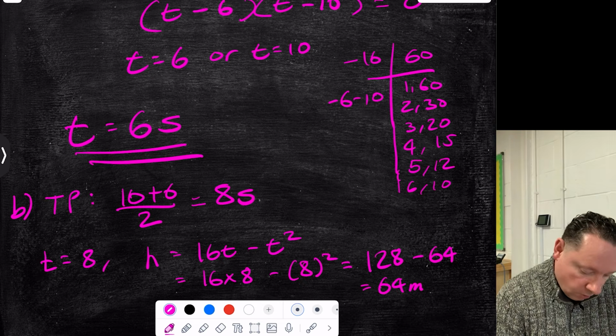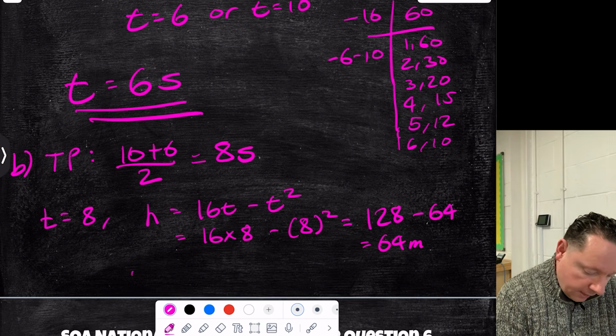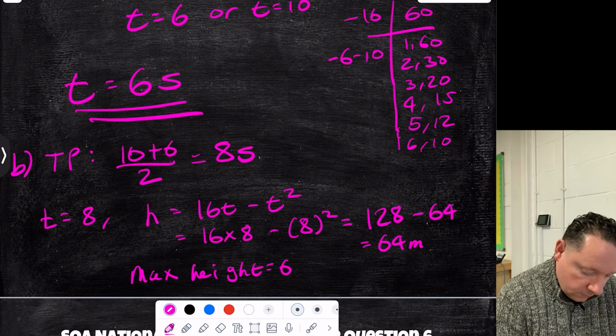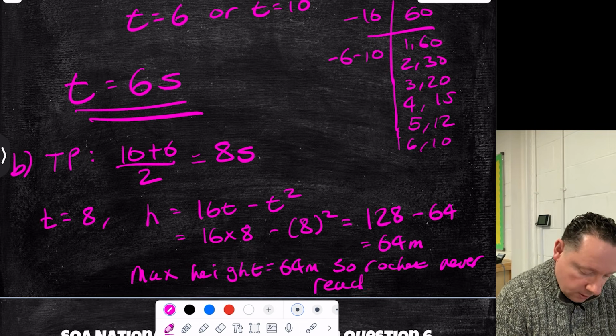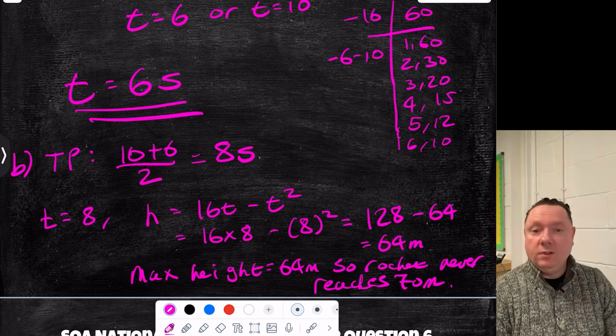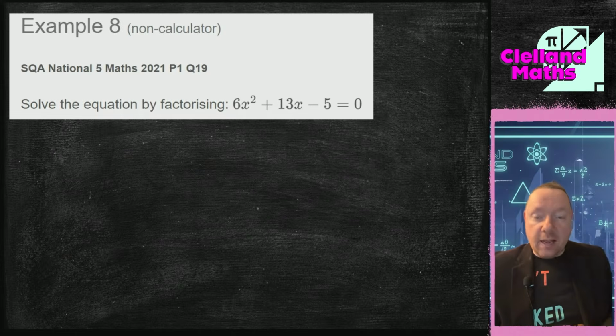So then we just write a little statement. Max height equals 64. So the rocket never reaches 70 meters. And we're done there. Example 8, SQA National Applied Maths 2021, Paper 1, Question 19.